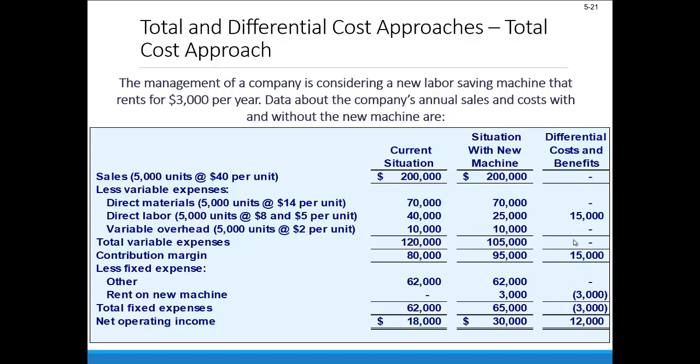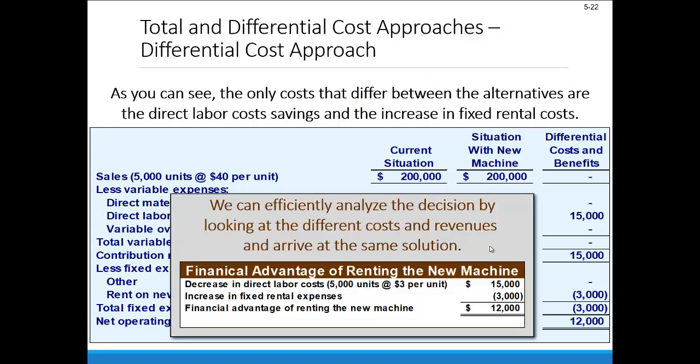So really the only parts of this data that are relevant for this particular decision are those that differ: this direct labor cost and that rent cost. We can boil down the decision to those 2 points. We don't have to really think about all these costs and revenue items that don't change between either alternative. We're just sort of muddying the waters if we do. So because of that, we can get a quick answer on whether buying this machine is worth it.